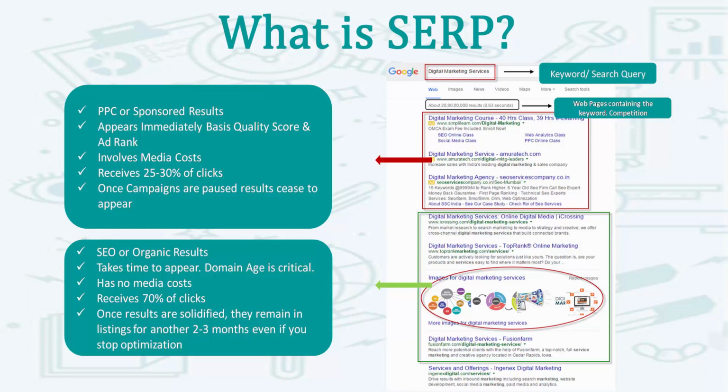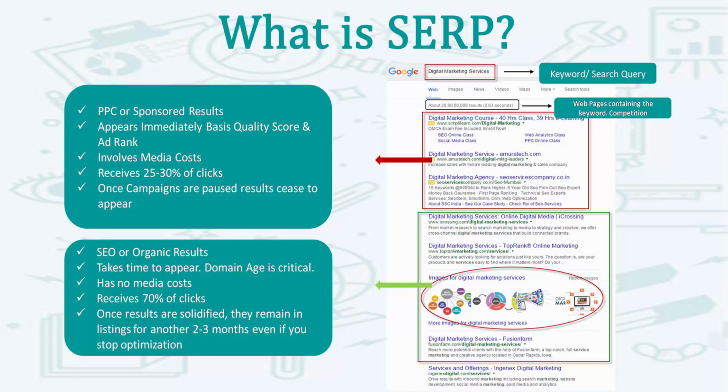SEO or organic results receive 70% of clicks from users that search in Google. You do not have to pay anything to Google for your results to appear. It's hard work, yes. It takes time to appear compared to a PPC result, where you immediately pay Google and your advertisement appears high on Google search. SEO results take time to appear. You need to optimize your website and the web pages. But once it appears, it will not be removed. Unlike SEM, where if you pause the budget, your ad disappears, SEO results will stay.